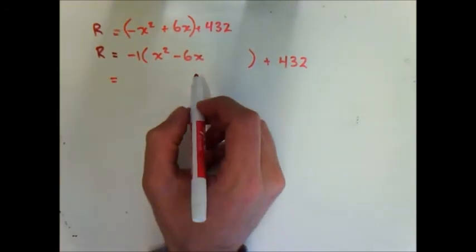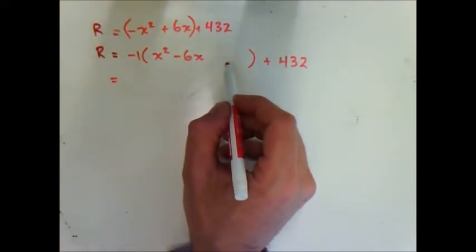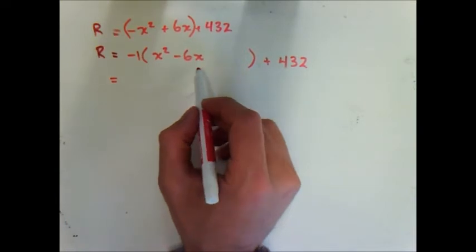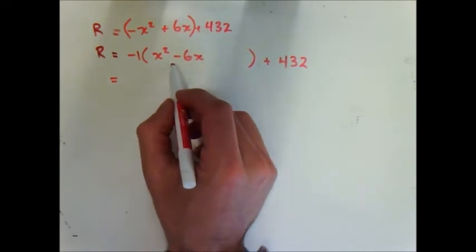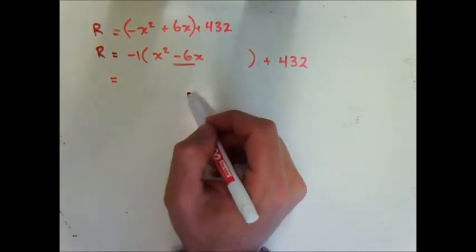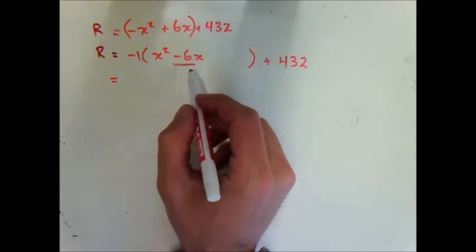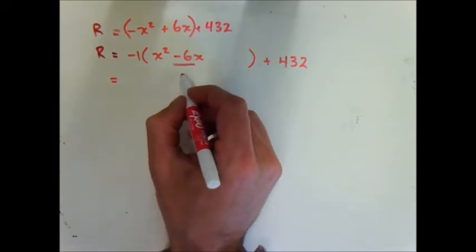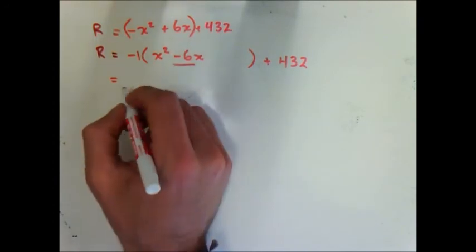Now in order to complete the square, I need to find out what I'm adding and subtracting here in order to have a perfect square trinomial. All I have to do is take half of b and square it. So half of b is negative 3. Squared is negative 3 squared.